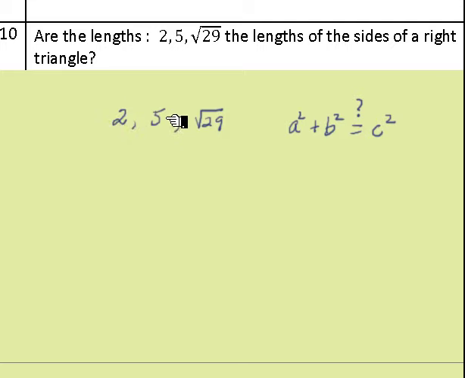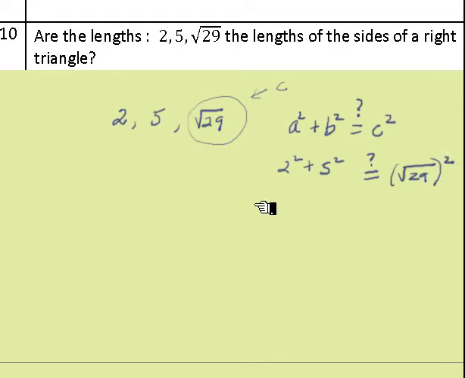All right, so what about, well, obviously 5 is bigger than 2. And which is larger, 5 or the square root of 29? Well, 5 is the square root of 25, so the square root of 29 is larger, so this must be C. So we substitute 2 squared plus 5 squared, and is that equal to the square root of 29 squared? That's what we want to determine.